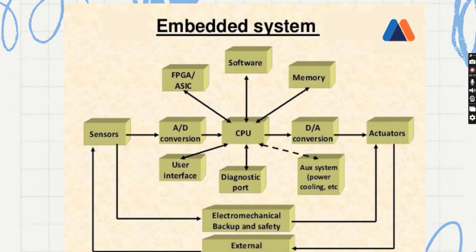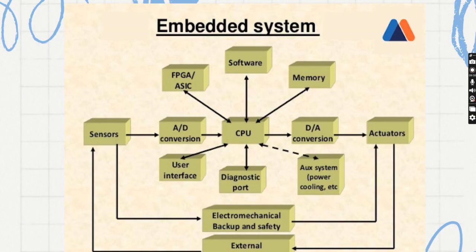Then we have memory. Memory can be of two types, RAM or ROM. RAM can also be of two types, DRAM and SRAM. And memory can also be classified into various types like MROM, PROM, EPROM, EEPROM, and we are using EEPROM in this project.